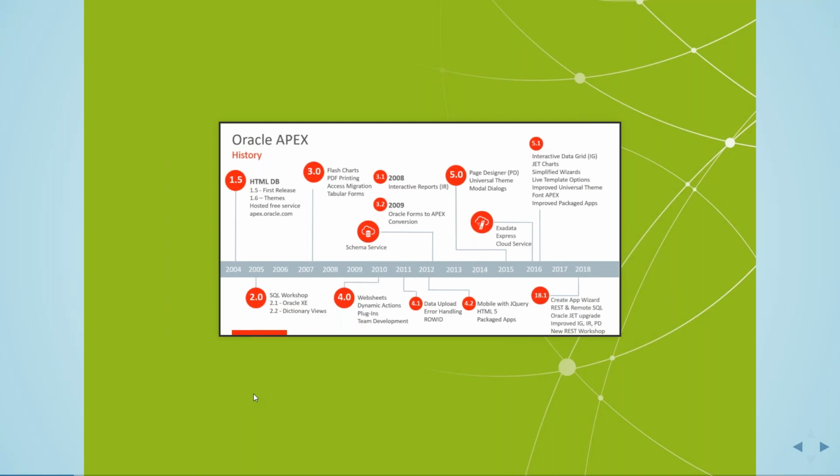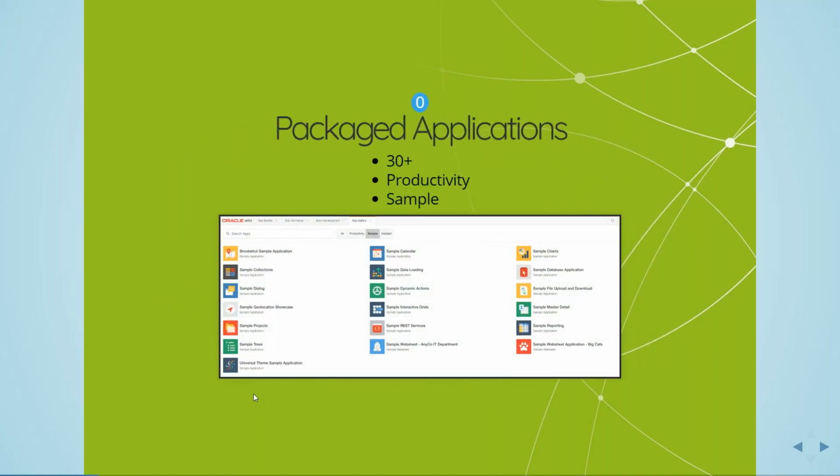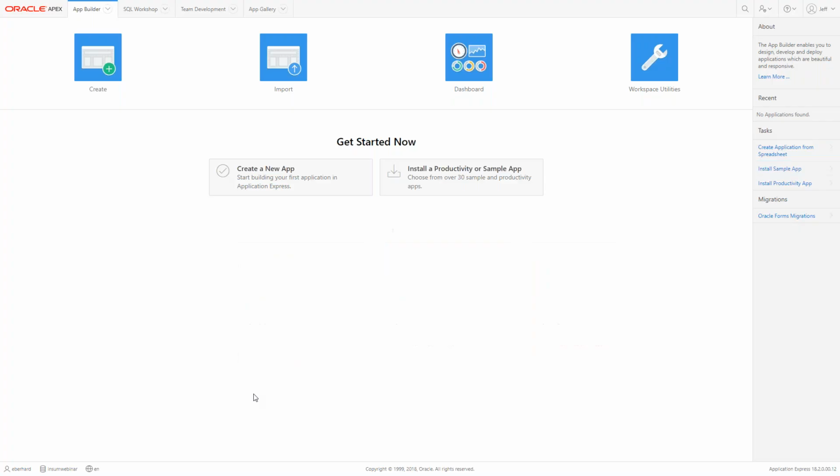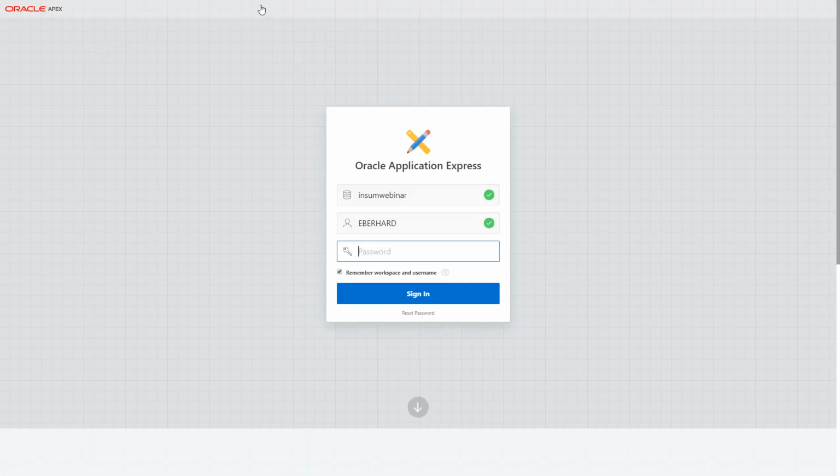So as a throwback to my C++ days, we'll just start at number 0 with discussing packaged applications. APEX includes an increasing number of packaged applications that allow developers to install and run applications that will help the developer learn about the type of applications that are possible and how specific types of pages can be constructed. The app gallery in the application builder shows the different types of packaged applications. There are productivity and sample packaged applications.